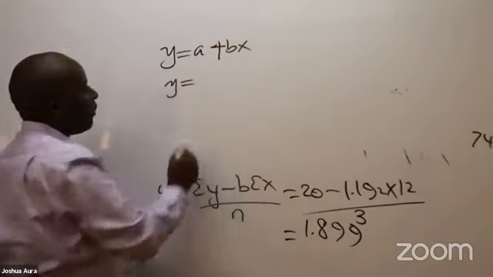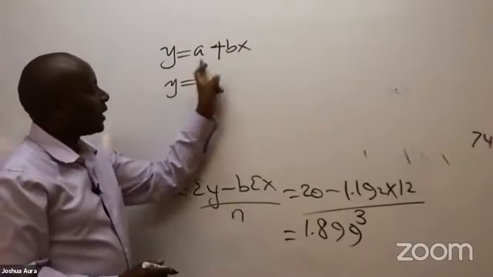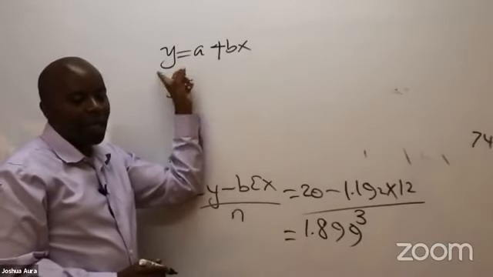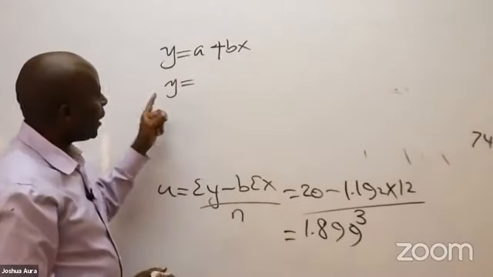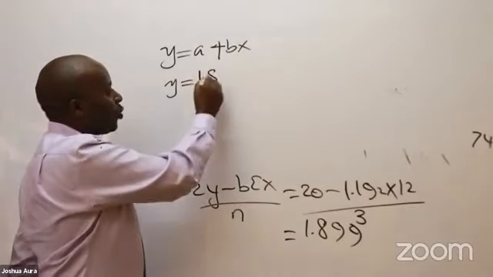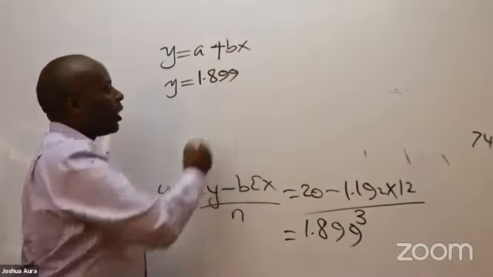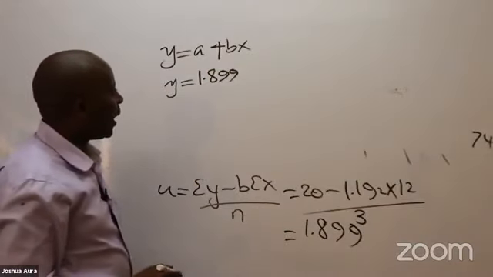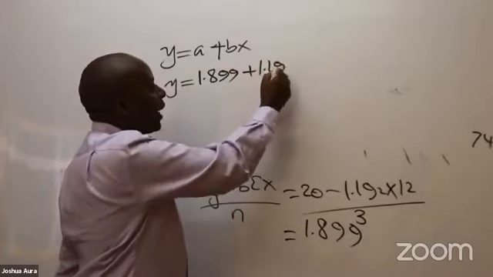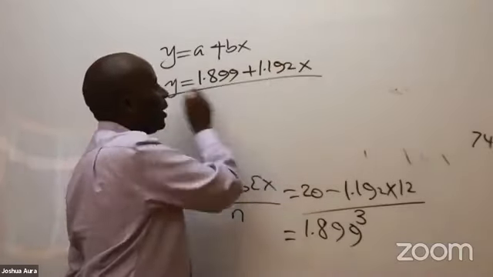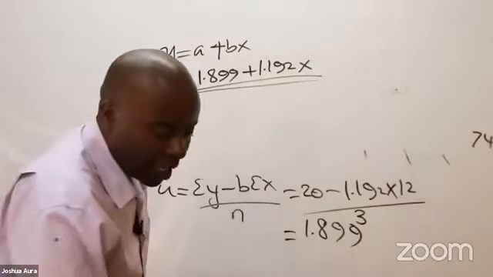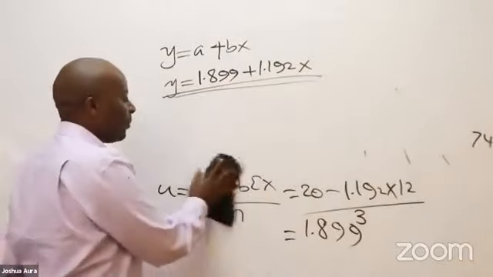Now that we have the A, we have the B. These are the connectors, regression connectors, parameters that connect between Y and what here? Between Y and X. So in this case, our Y will be equal to A. Fortunately, we know that our A is 1.899 plus B that we had gotten earlier on of 1.192 what here? X. And really, that now becomes our regression equation.